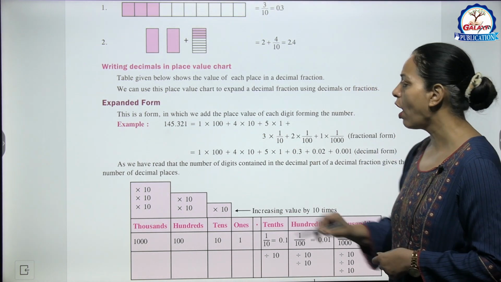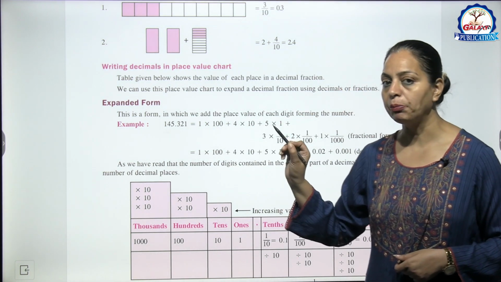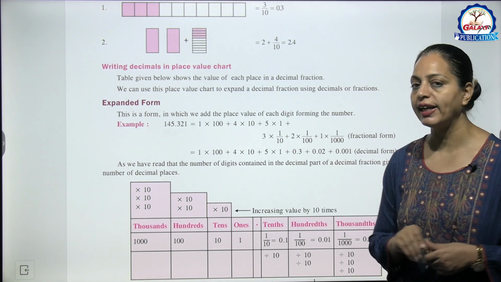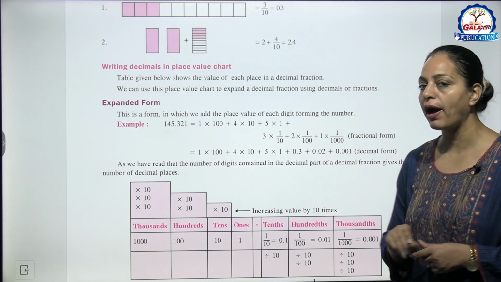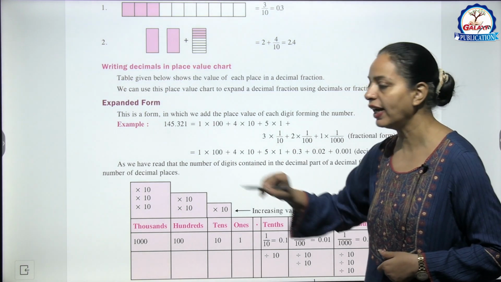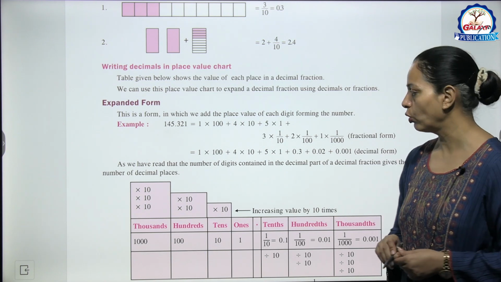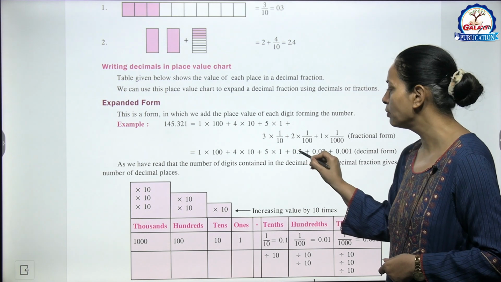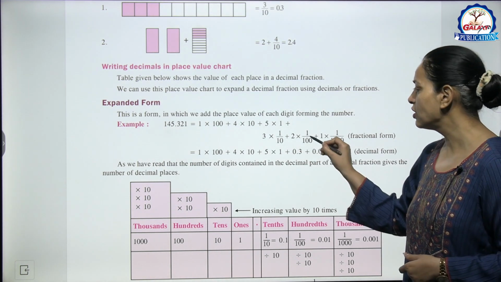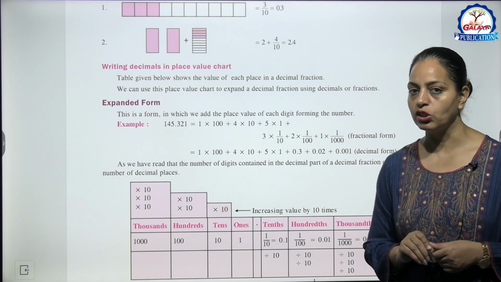Okay. Now after the decimal point, what to do? 3 is at tenths place. So 3 into 1 by 10. 2 is at hundredths place. So 2 into 1 by 100. And 1 is at thousandths place. So 1 into 1 by 1000. Okay. Now we can write this one as it is, and here this becomes 0.3, this is 0.02 and this is 0.001.